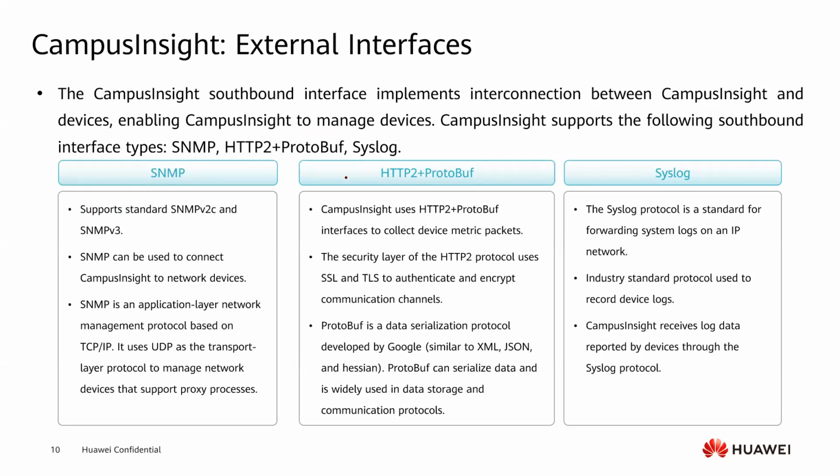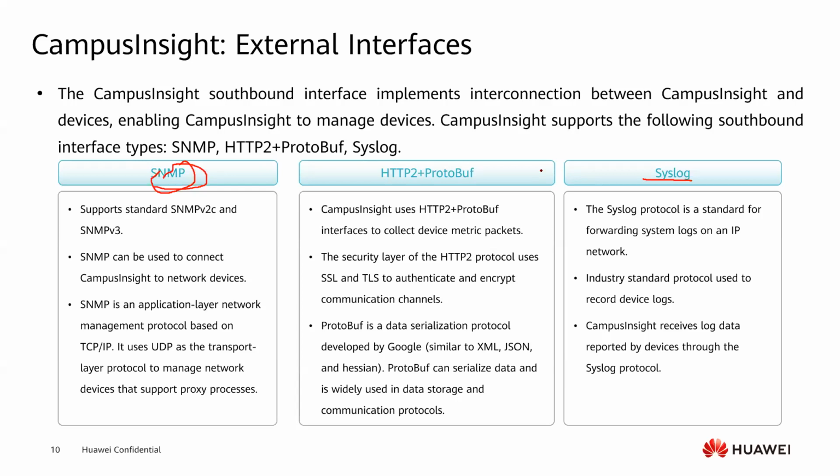There are three kinds of external interfaces for the CampusInsight to connect with the campus network. The first is SNMP. It can use the traditional SNMP to manage all of the devices, and use the syslog to receive the log information reported from the campus network.